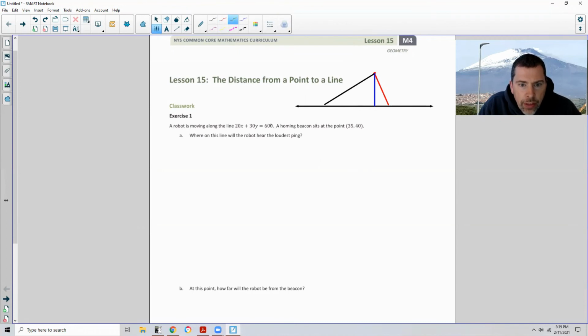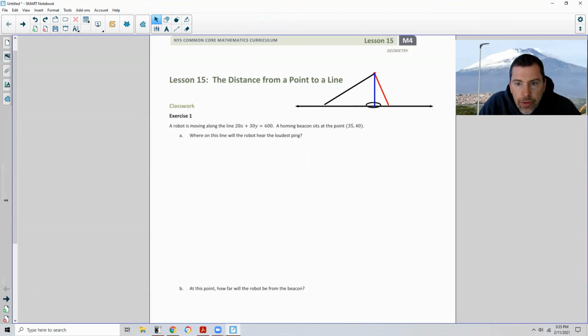30y equals 600. A homing beacon is at the point (35, 40). Where on this line will the robot hear the loudest ping? So if I had a robot, let's just say this is the robot here. Okay, it's hearing a ping as it's going along this line, like so.